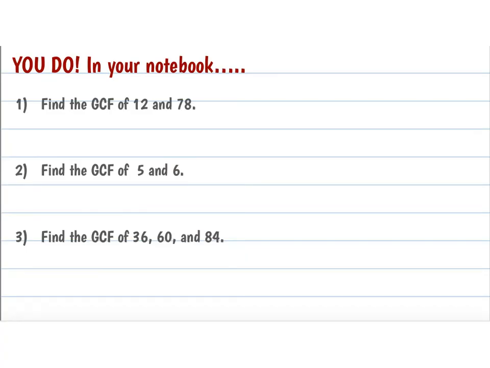Okay, on your own, you're going to do these 3 examples at the bottom of your notes. You're going to find the greatest common factor of 12 and 78, the greatest common factor of 5 and 6, and the greatest common factor of 36, 60, and 84. So you're going to do those ones on your own. I'm going to be looking for them at the end of your notes.